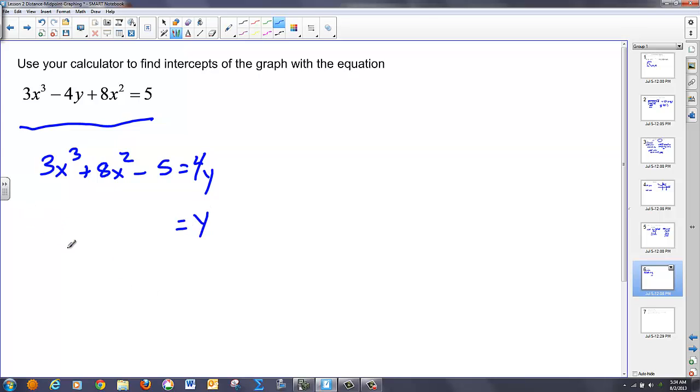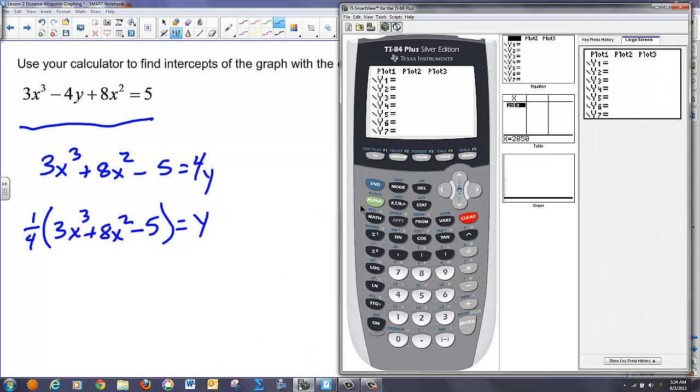So we say y is equal to, I could divide this whole thing by 4, or I could multiply by 1/4 to the entire equation, which I think I'm going to do. So I've got 1/4 times 3x cubed plus 8x squared minus 5 is equal to y. And now we'll go back to our calculator and we'll plug this in. So if I want to plug in 1/4, I can either plug in 0.25 or 1/4. I'll just do 1/4 in this case.